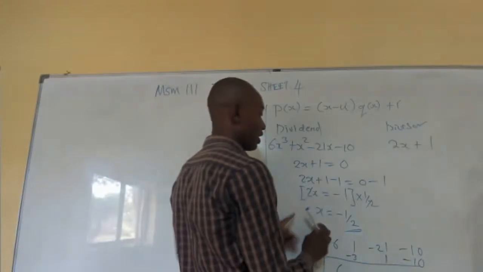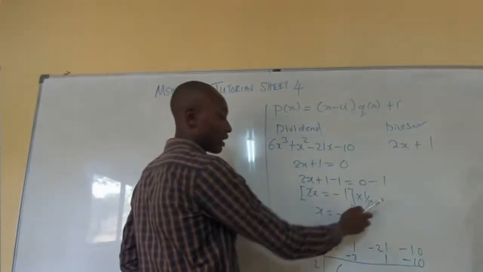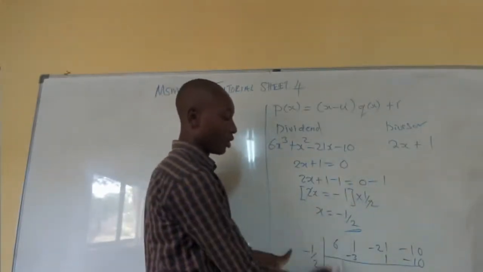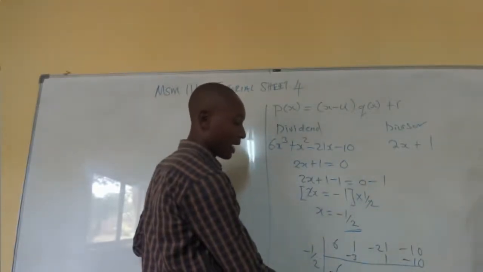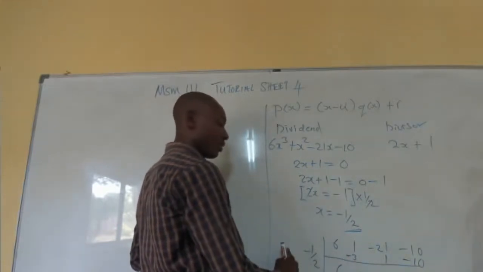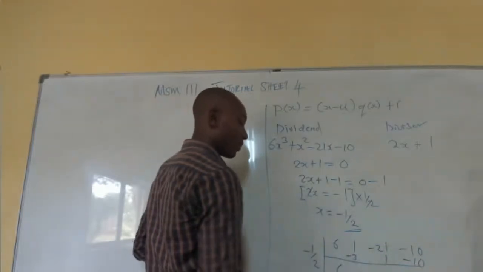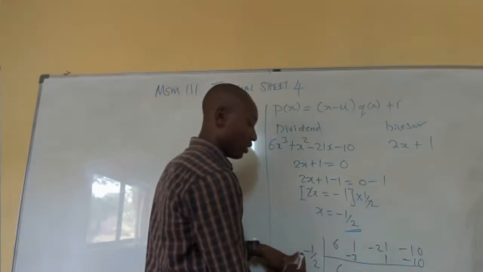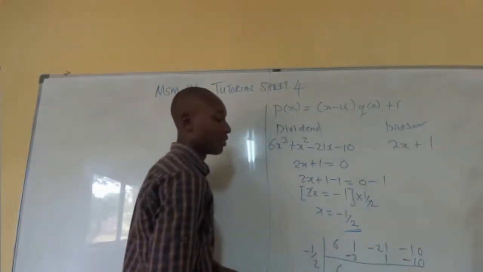We first say let 2x plus 1 be equal to 0, then we ended up having x is negative 1 over 2. This is the negative 1 over 2 which I wrote here. Then we brought down the 6. Then we say negative 1 over 2 multiplied by 6, which is negative 3. Negative 3, 1 minus 3 is actually negative 2. Negative 1 over 2 times negative 2 is positive 1, so this is the positive 1 that we have there.